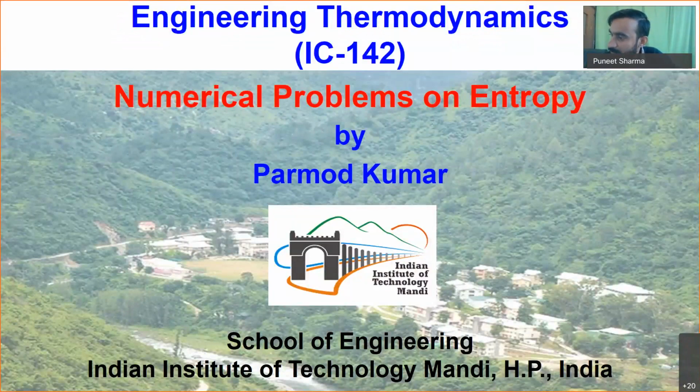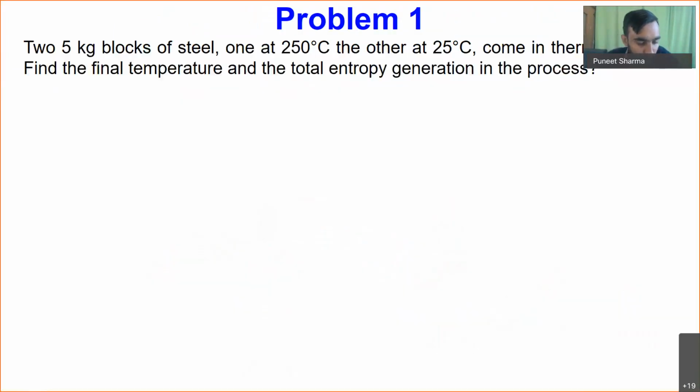So the first problem: two 5 kg blocks of steel, one at 250 degrees Celsius and the other at 25 degrees Celsius, come in thermal contact. We have to find the final temperature and the total entropy generation in the process.